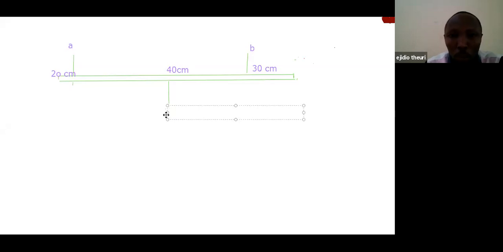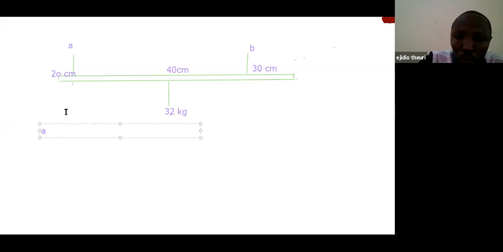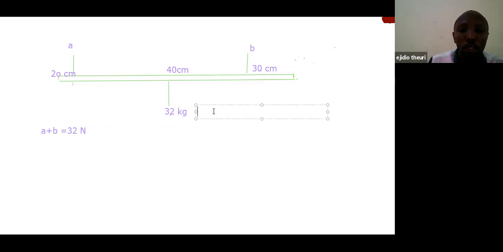There's a point there, I hope it will come clear. So that is 3.2 kg. The first thing to say, you start by stating that force A plus B should be equal to 3.2, 32 newtons. A plus B should give you 32 newtons, because this is 32 newtons, times 10.